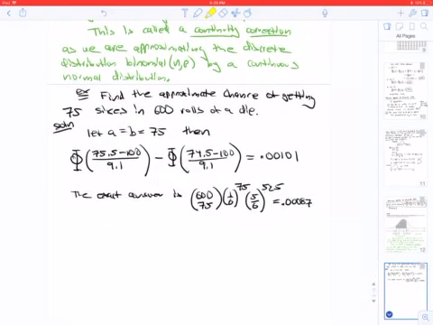So for example, to find the approximate chance of getting 75 sixes in 600 rolls, we let A equal B be 75, and then look at phi of (75.5 - 100)/9.1 minus phi of (74.5 - 100)/9.1, which is 0.00101. You can, of course, calculate it exactly using the binomial formula.